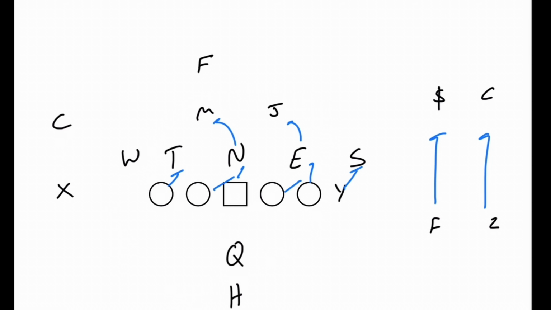Let's say that we want to add a read option element to it. From the pistol, we can jump the running back to sidecar, and then against an odd front, I really like to read the B-gap defender. So this would be where that tag would come into play, that we're going to arc the backside tackle and read the B-gap.